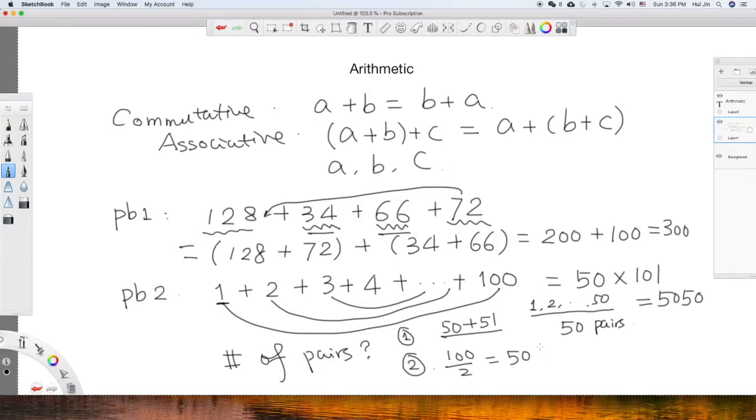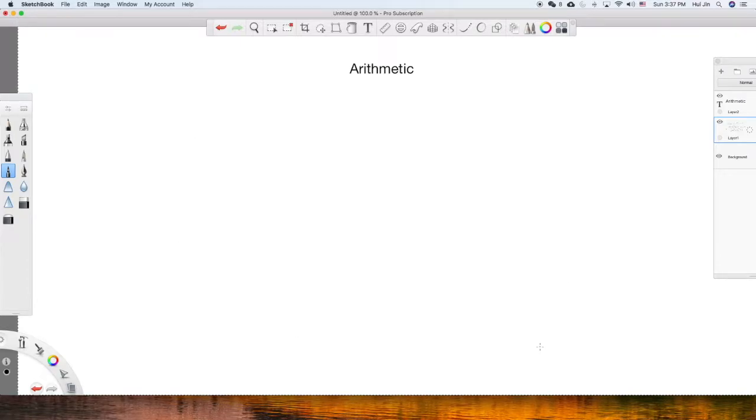Okay, I want to extend this problem a little bit to look at a case when the number of numbers there is not even. Let's look at that case. So this is problem 2, but a little bit extended. How about 1 plus 2 plus all the way to 99? So you see that not all the numbers are going to be paired together, even though each pair is going to be 100. Very, very nice.